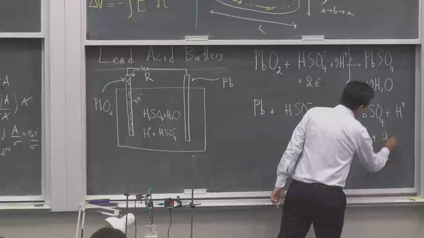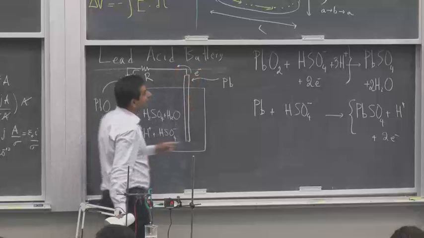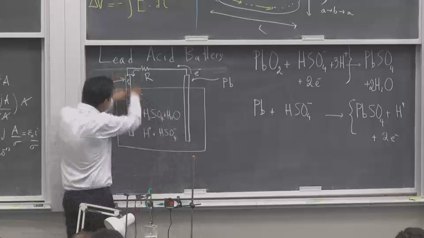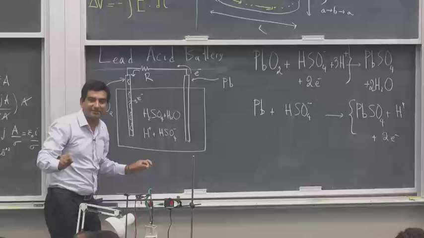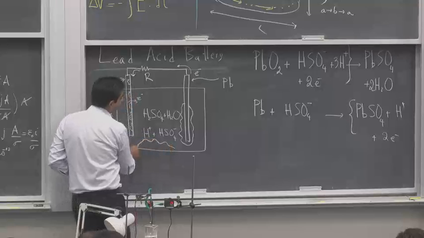So a reaction takes place, electrons go into this external circuit, and for each lead sulfate molecule, remember, in this reaction, two electrons are traveling around the circuit. So two electrons come in here, two electrons go out here. These electrons form the current. And for every two electrons, two molecules of lead sulfate are produced. So this is a precipitate. It precipitates on the surface of this electrode or on the bottom of this cell.